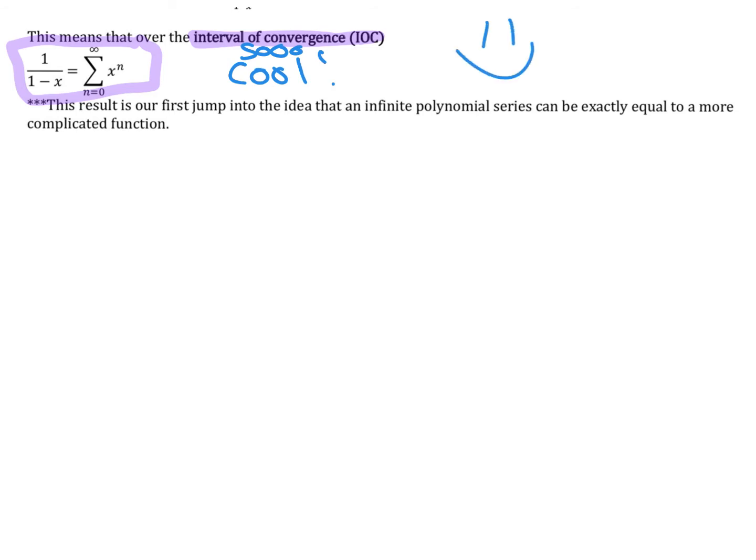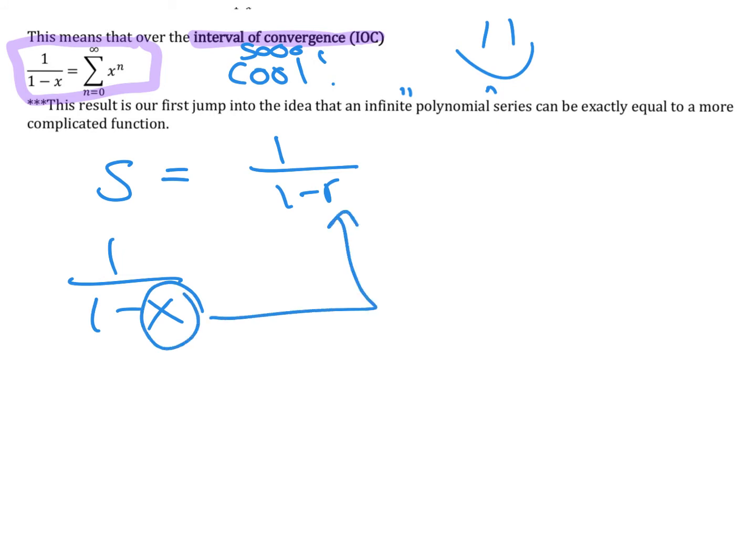So this is our first jump into the idea that we could actually talk about an infinite polynomial or an infinite series that is exactly equal to a more complicated function. And how we came up with this was starting with the formula for an infinite geometric sum and talking about how we could represent a function as that infinite sum so that we could rewrite it using series notation. And that's what we're going to explore in the rest of this section.